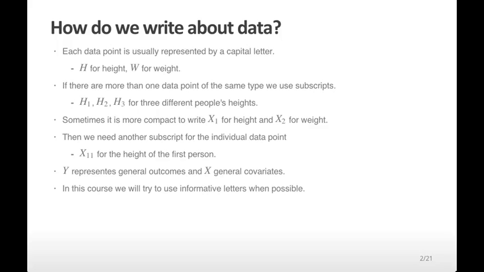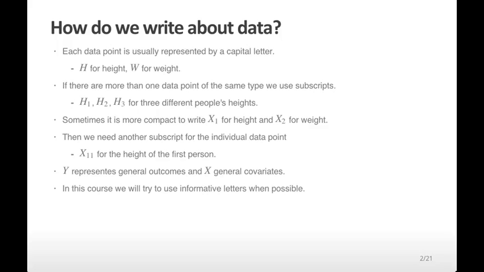If this is the case, then we need another subscript for the individual data point, for example, the height of different people. So we would add another subscript to the data point x and call it x sub 1, 1 for the height of the first person. You can imagine that you would then add a second subscript to the weight variable as well, so you would get x sub 2, 1 for the weight of the first person.